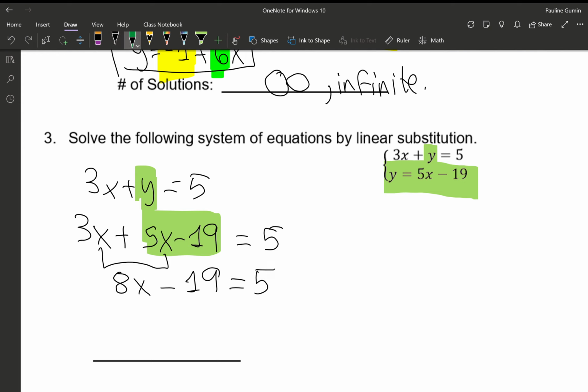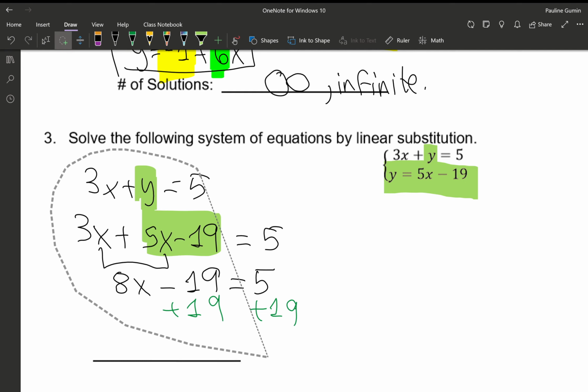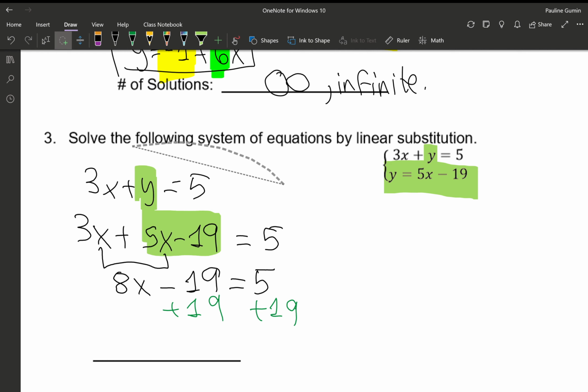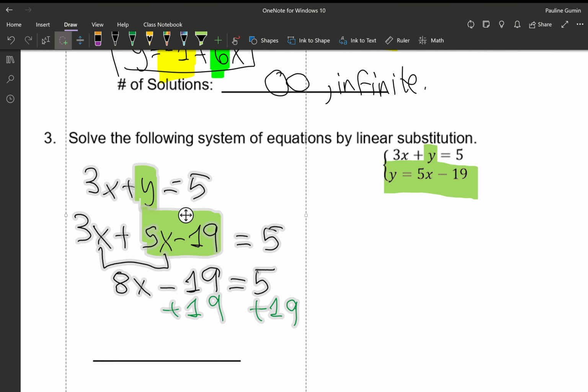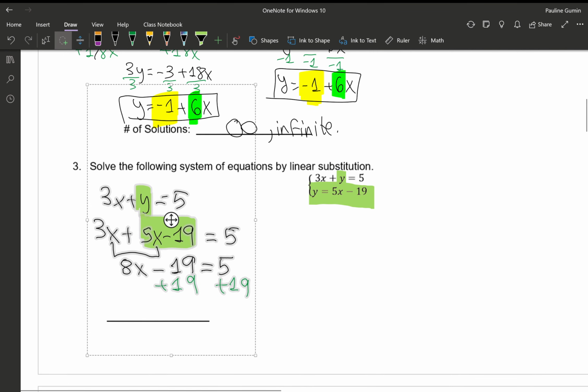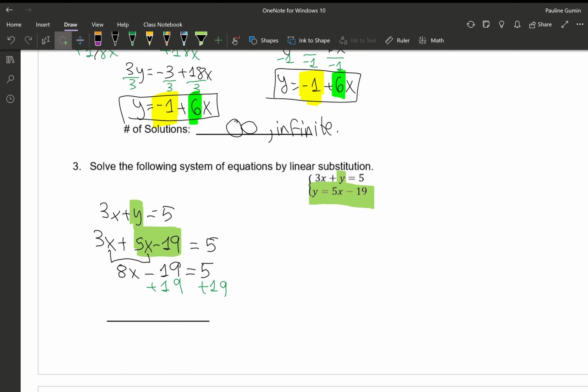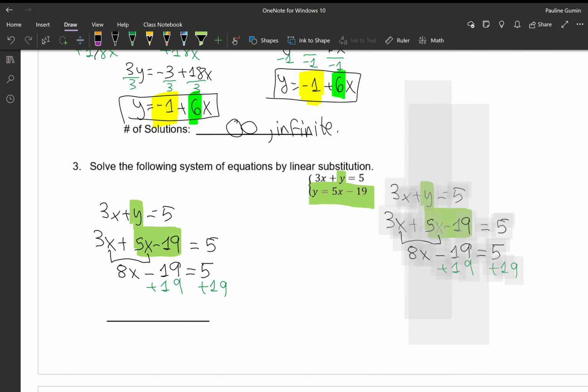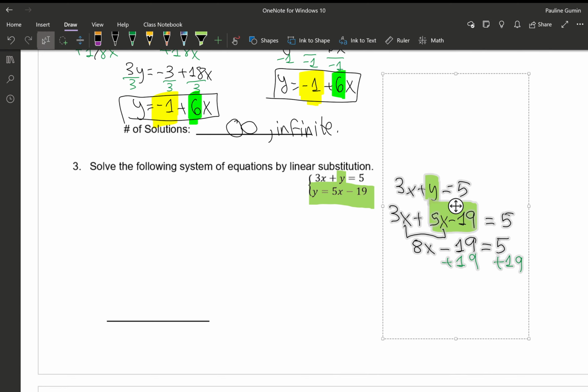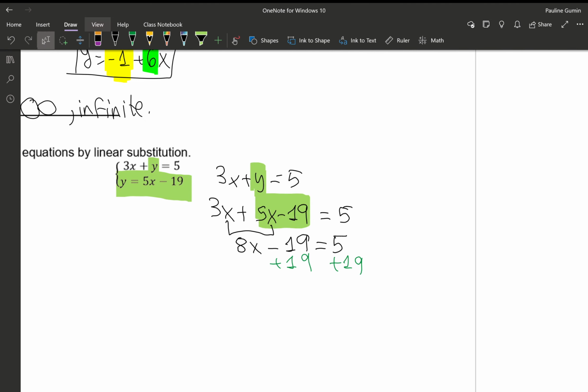Then my next step would be to add 19 to both sides to undo the minus 19. And of course, I made this too large. Let's try that again. That's better. I don't know why it selected that large of an area, but it is what it is. That was weird. Let's move you over here where there's more space. There we go. Okay, so adding 19 to both sides to undo the minus 19.